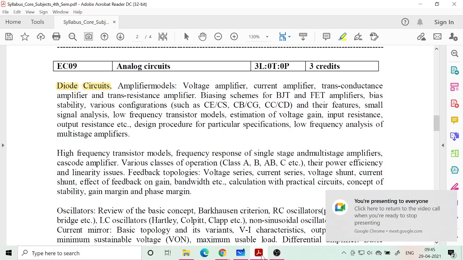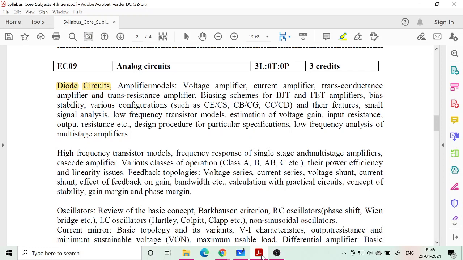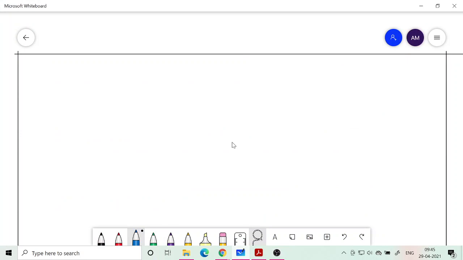So we just rounded up the first topic, which is diode circuit. Now we are moving on to the next step, which is amplifier models, as you can see from the syllabus. So let us get into amplifier models.